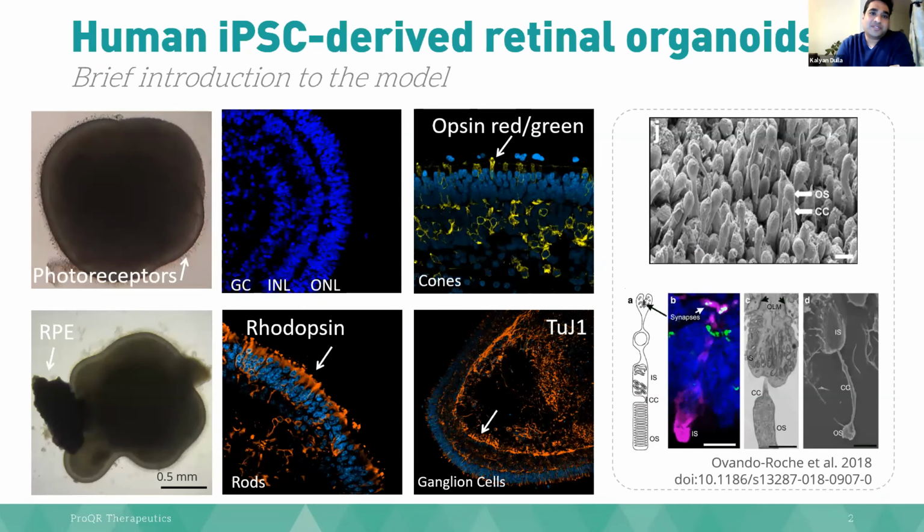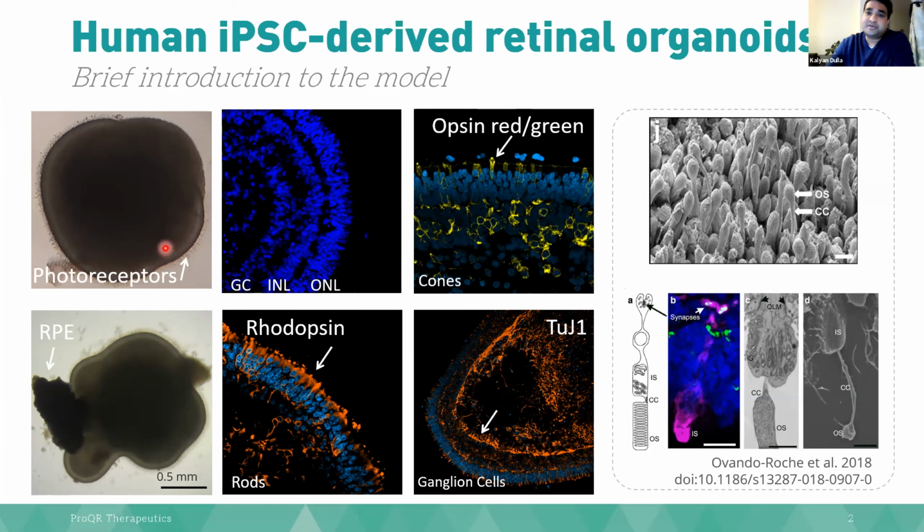To start with, what are retinal organoids? Because that is what I'm going to talk about in this presentation. These are essentially lab-grown mini retinas made from stem cells or retinal-induced pluripotent stem cells.